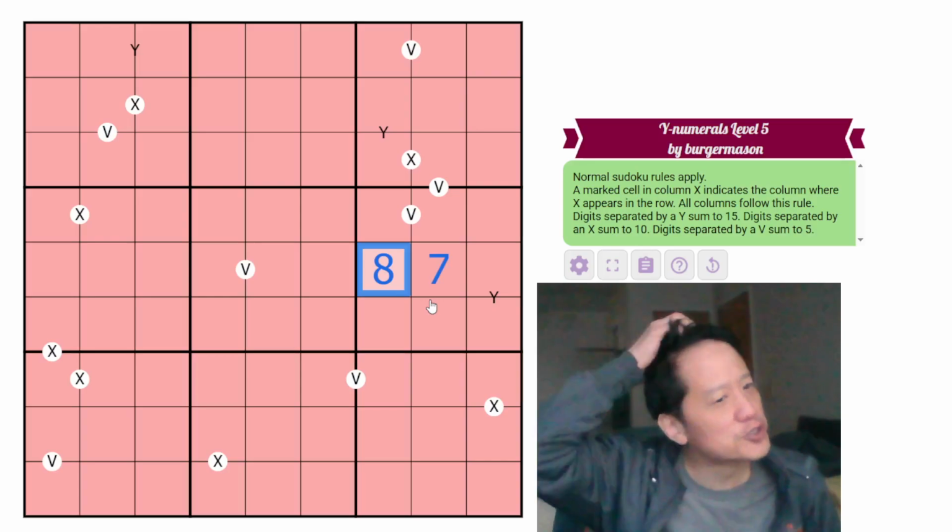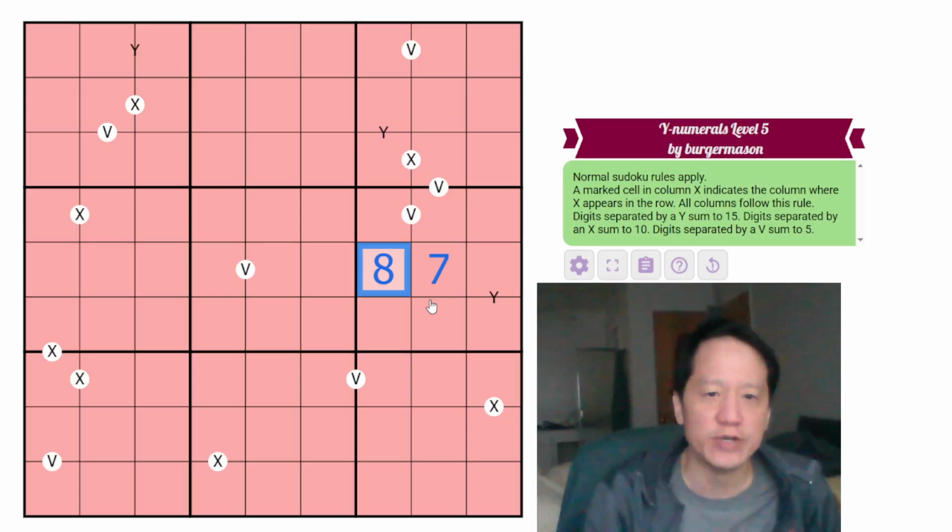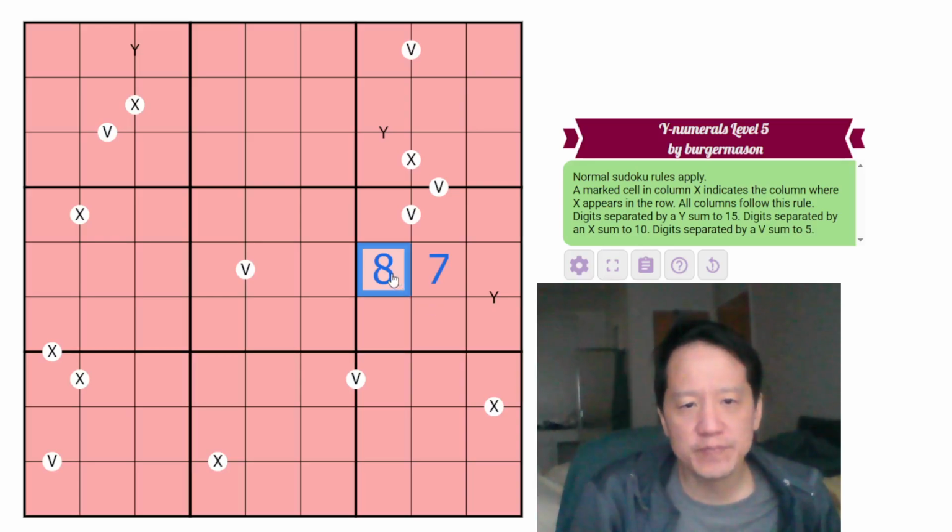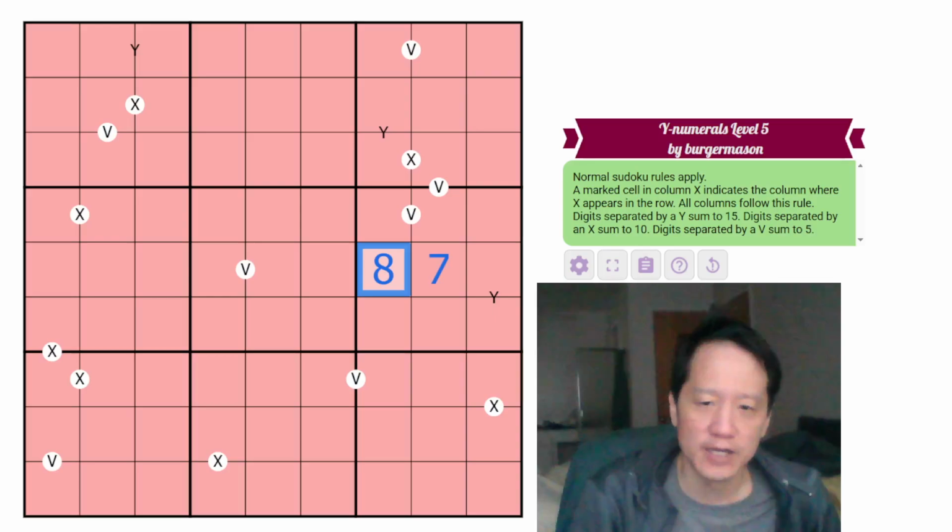And it has some interesting properties to it, which I'm not sure if we want to get into, right? We don't want to get into that because that's part of solving.